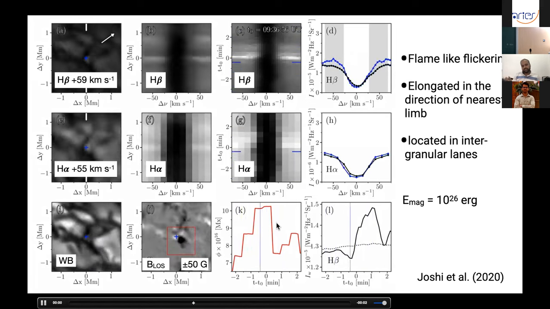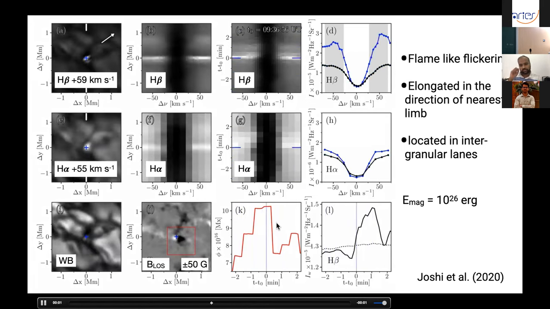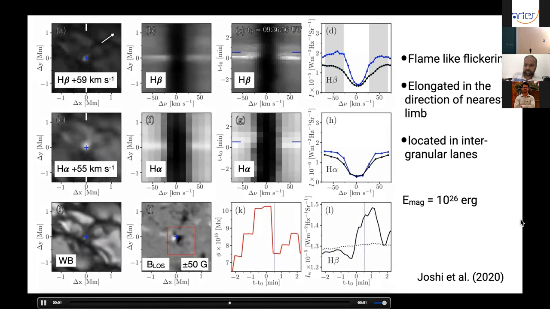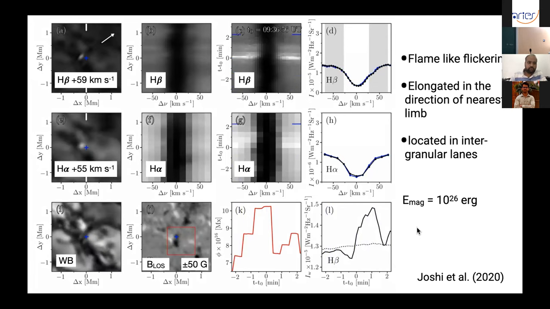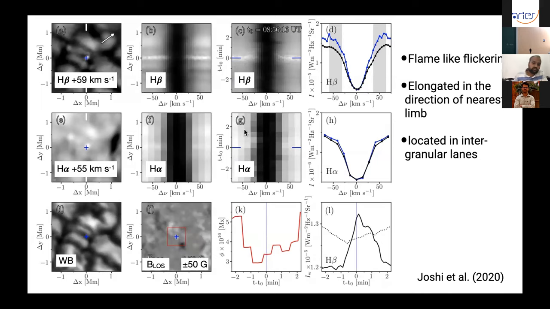And if we estimate this with some assumption, how much magnetic energy is dissipated, it is around 10 to the power 26 erg. So in our data, this is a little bit bigger event, although in absolute numbers it's really small, but there are also even smaller events actually.